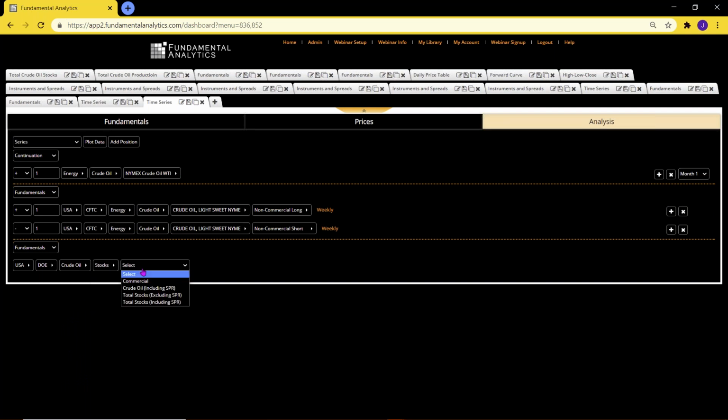And the stocks. So I have three different items. I have a price, I have a net position of funds in the hundreds of thousands, and I have fundamentals in millions. So it would be very difficult to plot all three on the same graph because the magnitudes are so wildly different.